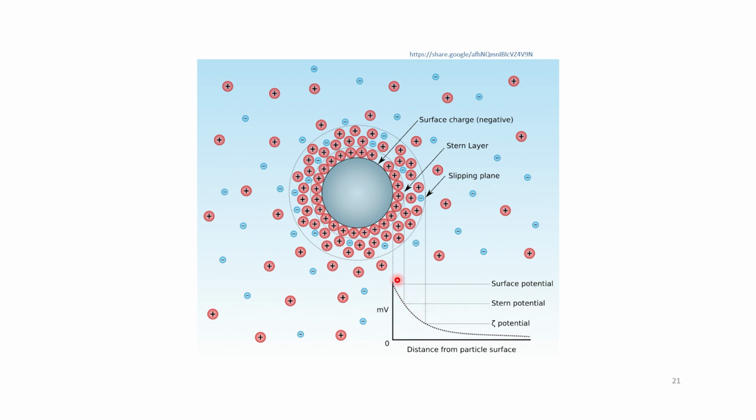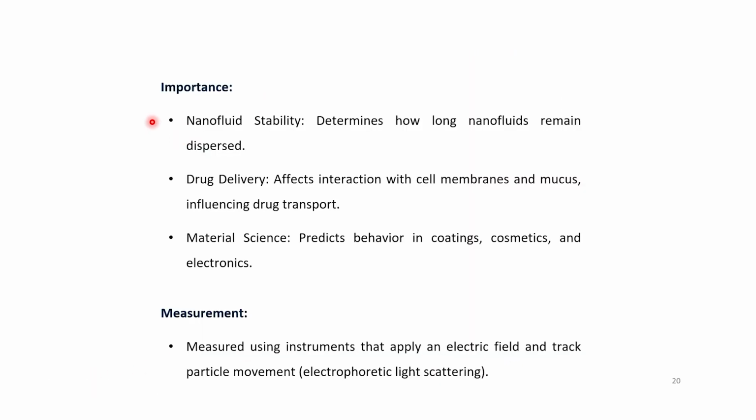That is the surface potential, that is the Stern potential, and that is the zeta potential, which measures the potential at the slipping plane. Okay. If this moves, the potential over here will help you determine the zeta potential. That is the distance from the particle surface on the x axis, and that is the potential. So, what does zeta potential help you determine?